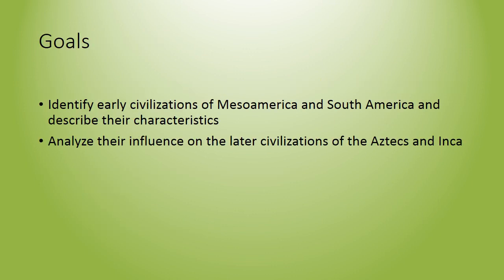So, by the end of this lecture and through your readings, you want to be able to identify the early civilizations of Mesoamerica. Mesoamerica is the area that includes Central America and Mexico, and South America, and describe what those characteristics are. And think about how these early American civilizations will later impact those of the Aztecs and the Inca, which we'll talk about in a later lecture.